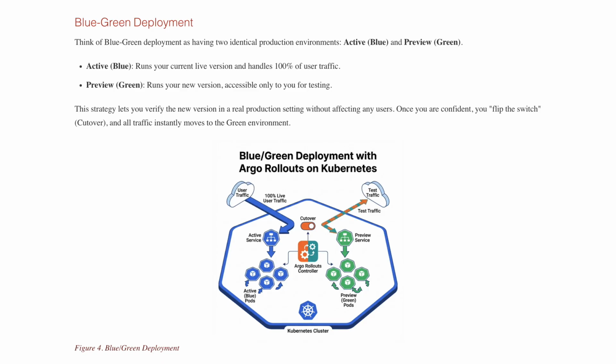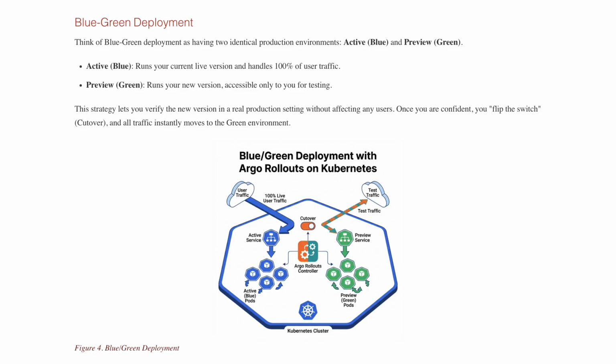First up, Blue-Green deployments. Think of Blue-Green deployment as having two identical production environments running side by side. You have the active environment, which we call Blue, handling 100% of your live user traffic. Then you have the preview environment, Green, which runs your new version but is only accessible to you for testing. This strategy lets you fully validate the new version in a real production setting without affecting any users.